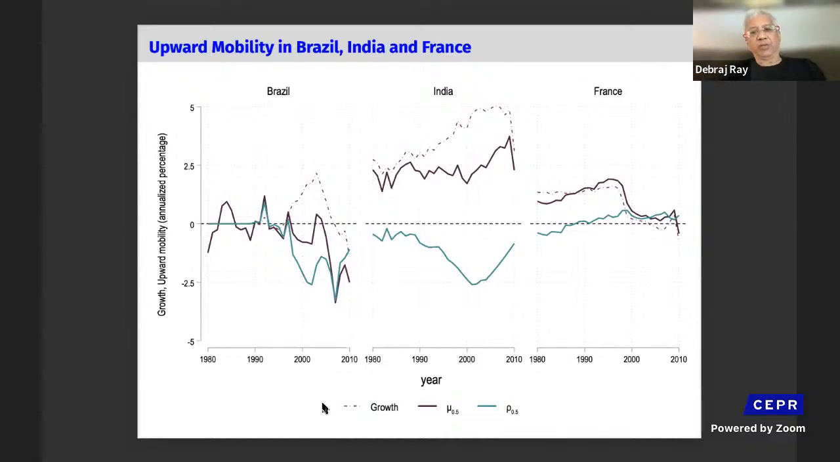And so you see in India something that we have always suspected has happened since 1990, but you don't see it: there's a dramatic fall in relative mobility. Put another way, absolute mobility has certainly gone up in India, but not as much as the growth rate. So you see this.